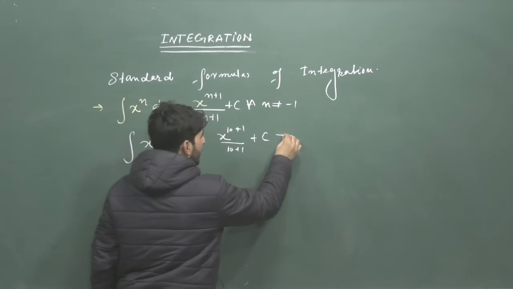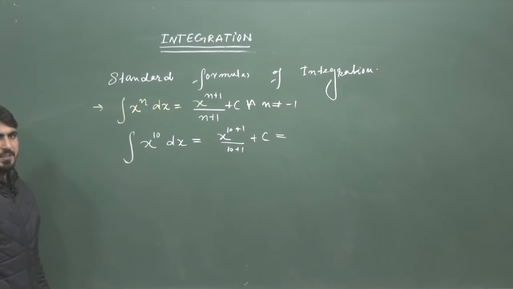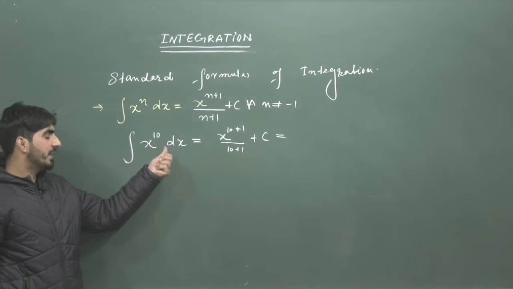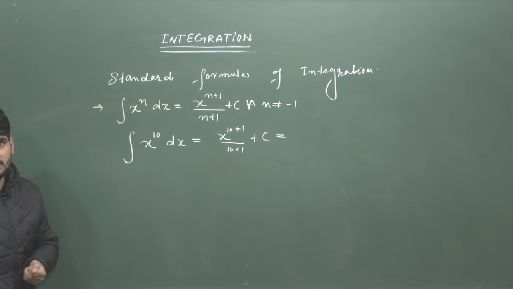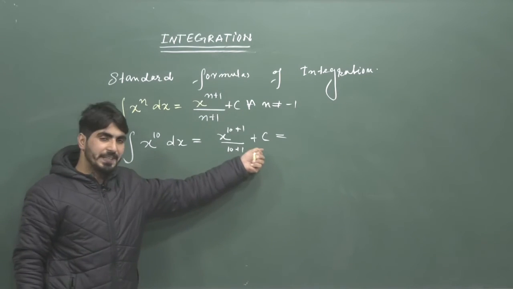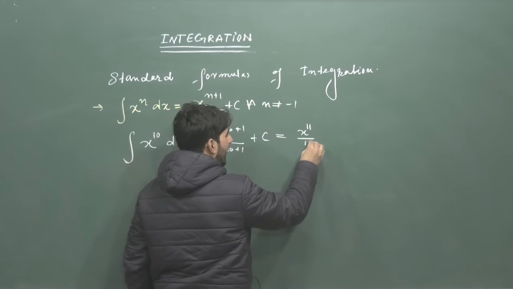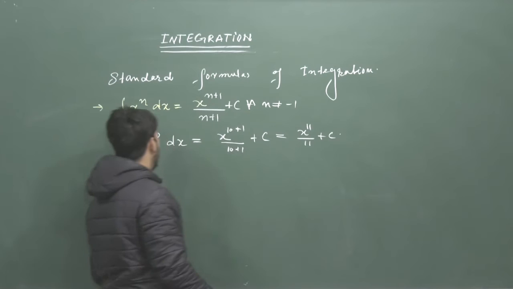Because from the previous point, that is the geometrical meaning, integration of x raised to power 10 dx will represent the family of curves. That is why we write here c. So that is x raised to power 11 divided by 11 plus c. So this is the integration of this.